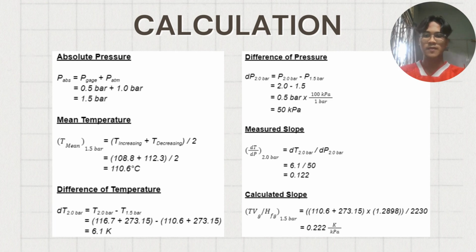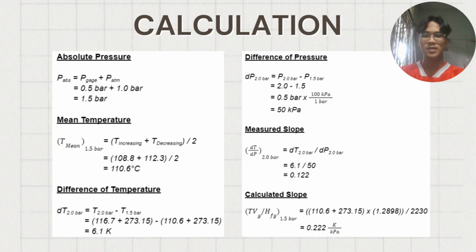Then for the difference of temperature, for example at 2 bar, just subtract the temperature at 2 bar with the temperature at the previous pressure. Before that, we must convert the temperature to Kelvin by adding 273.15. Next, for the difference of pressure, for example at 2 bar, subtract the pressure at 2 bar with the pressure at 1.5 bar and then convert it to kilopascal. Then, for the measured slope, for example at 2 bar, divide the result of the difference of temperature by the difference of pressure.